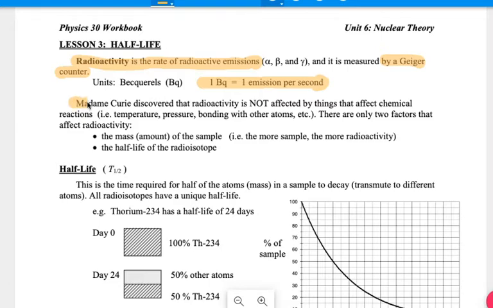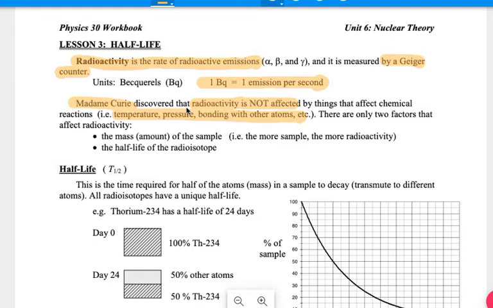Madame Curie, you might have heard of her if you've watched Big Bang Theory or if you've just looked into any physics in the more recent timeline, discovered that unlike any other reaction, radioactivity is not affected by temperature, pressure, or bonding with other atoms. Right? It's a very stand-alone type of reaction. So radioactivity is not affected by things that other chemical reactions are affected by.